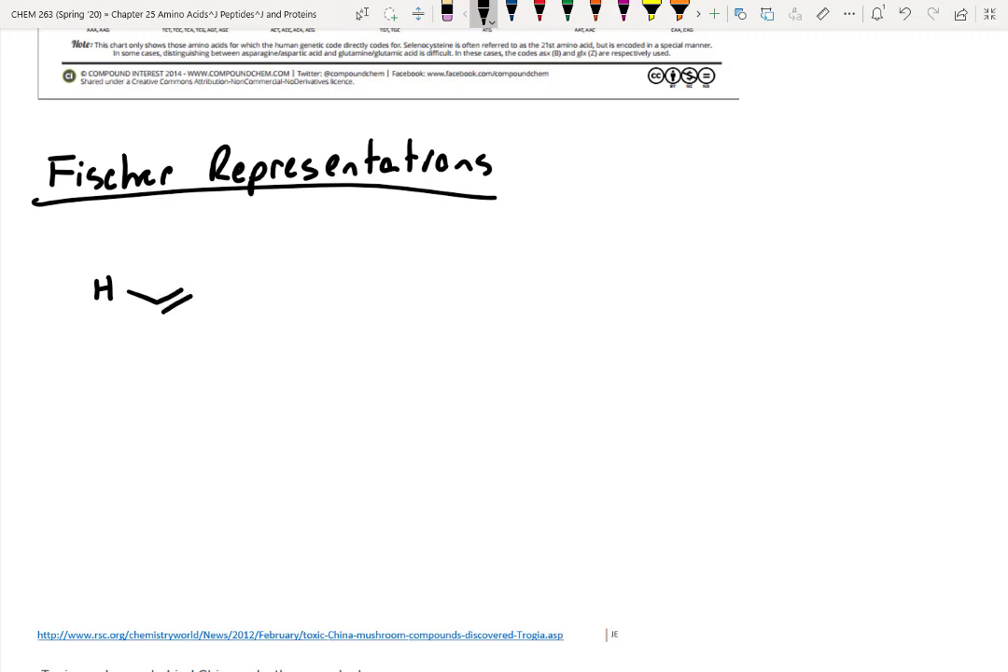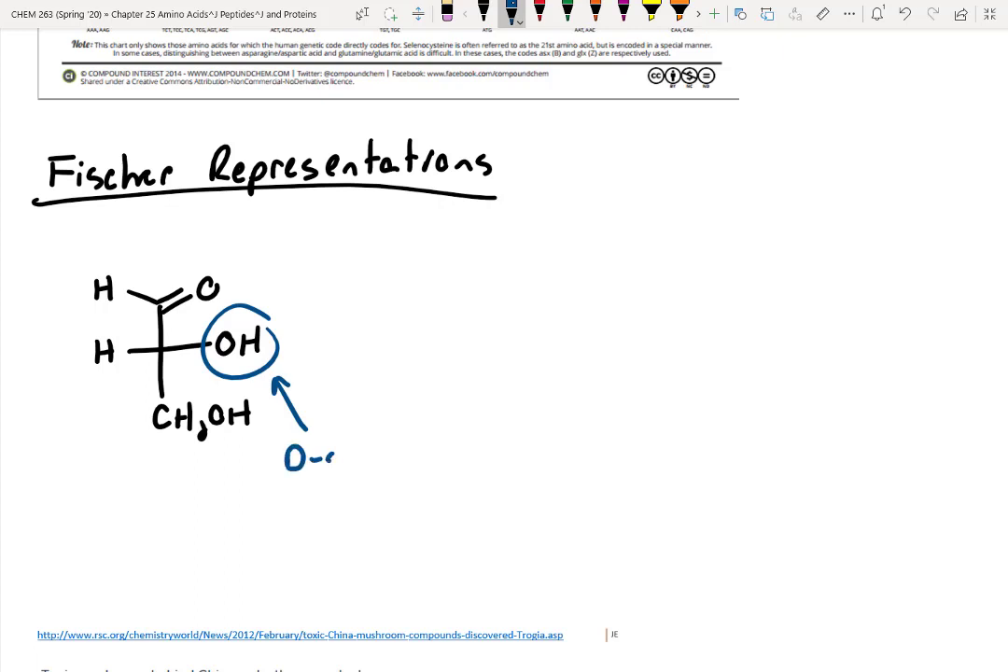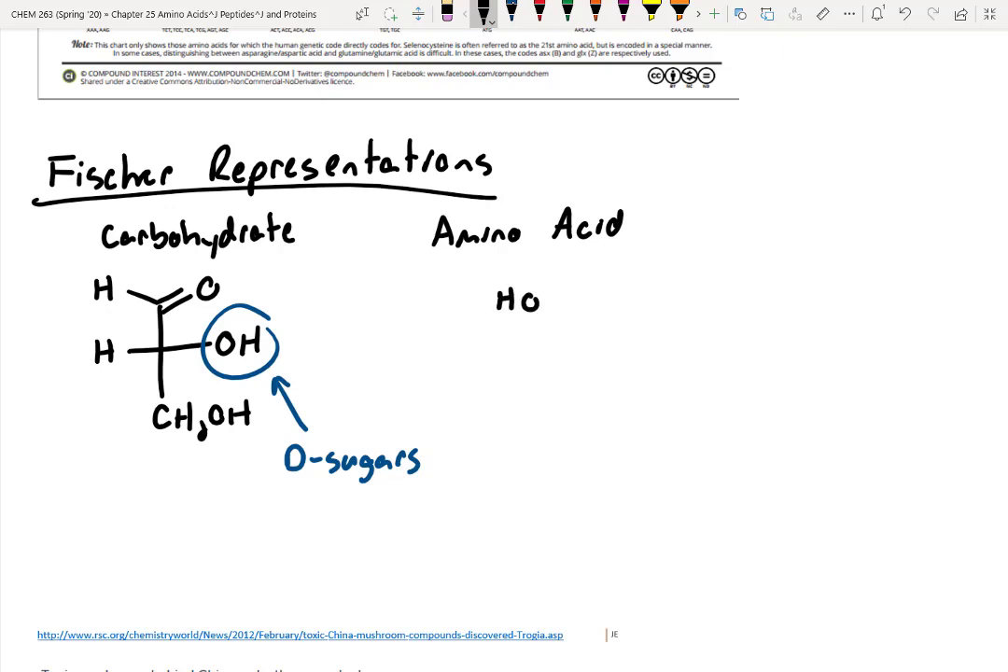And if you recall, with carbohydrates, we oftentimes drew them kind of like this. And we would have an OH group coming off here and here. And we said that all natural carbohydrates have this lower OH group off to the right. That means that these are D sugars. So this is a carbohydrate. Let's compare this to our amino acid. And we can draw amino acids using Fischer representations, but this time we're going to have a carboxylic acid group on the top, and we're going to put the R group down at the tail.